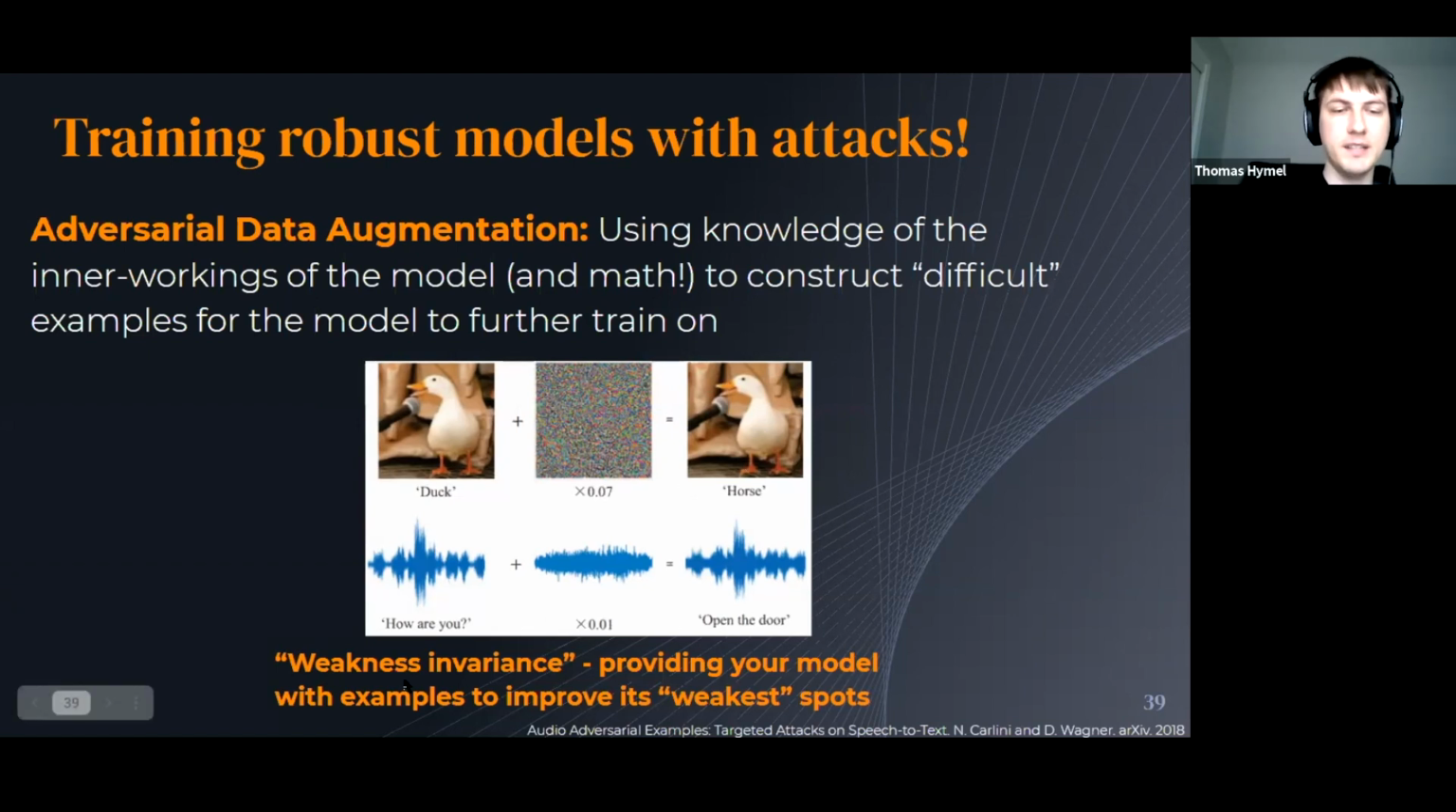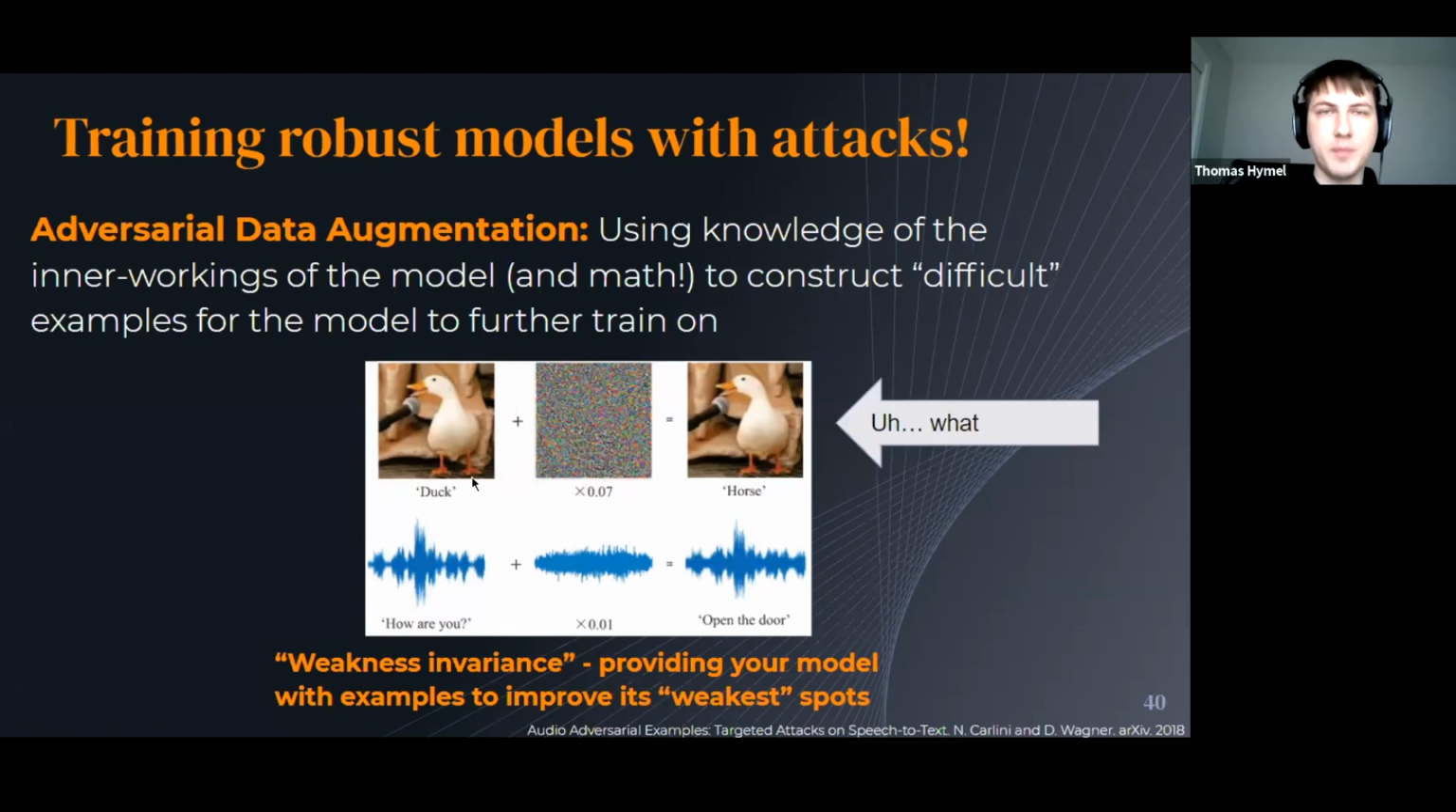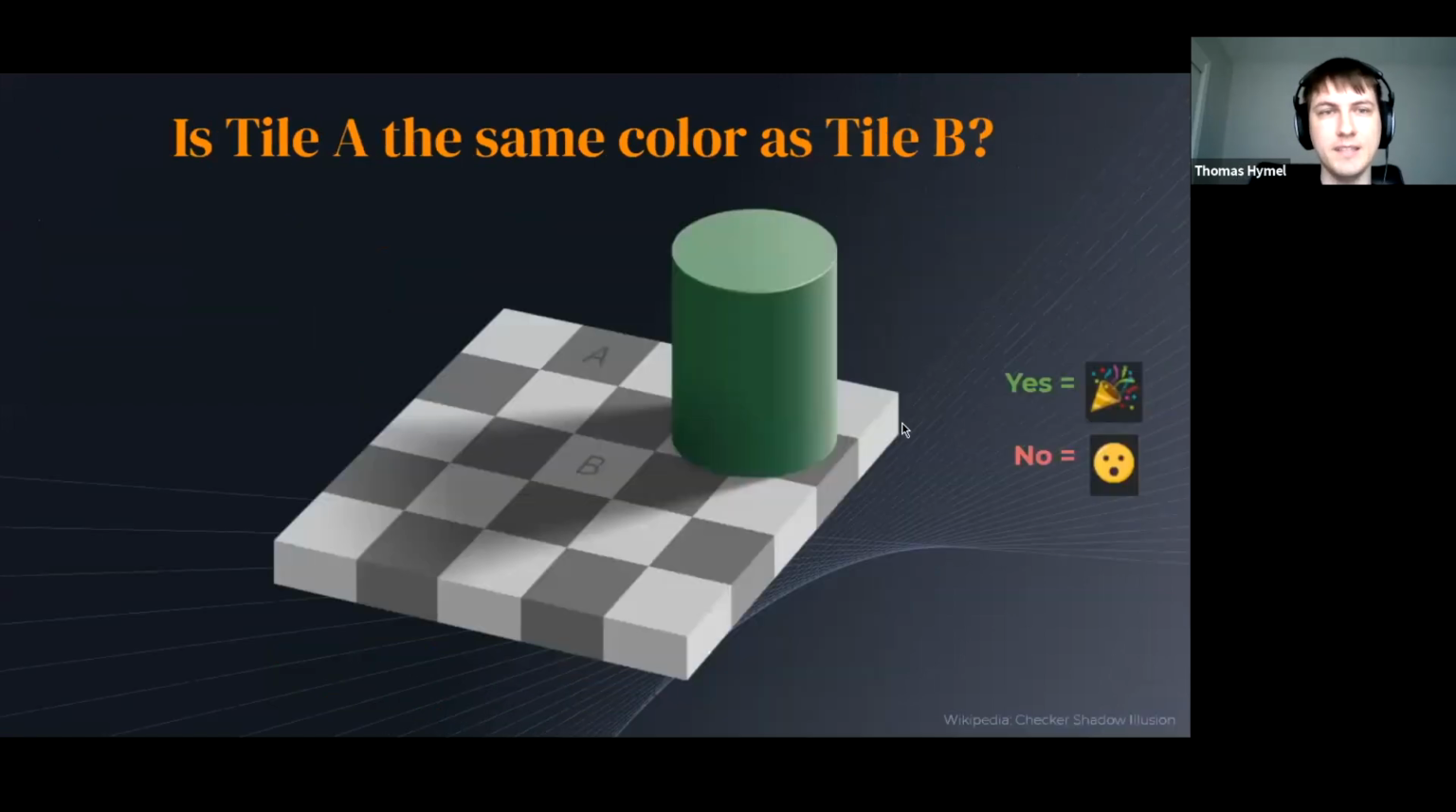So I call this type of invariance weakness invariance because you're providing your model with examples to improve its weakest spots. So again, you might be thinking, how could a model that's smart enough to believe that this is a duck then further believe that this is a horse, right? This is kind of crazy. So I have one last question for you. Is tile A the same color as tile B?